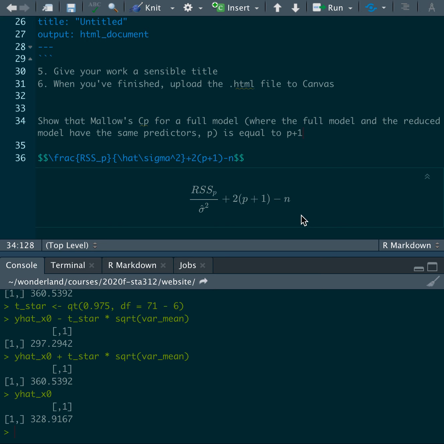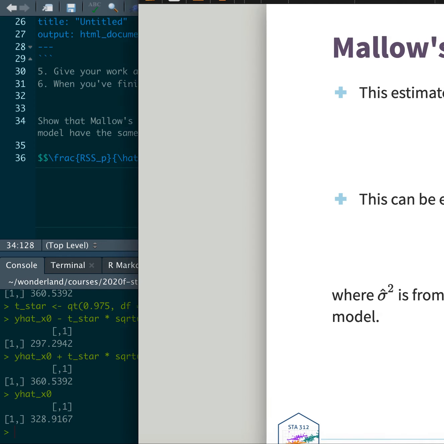Right, so now let's talk about how we can show that Mallow's CP for a full model, where the full model and reduced model have the same number of predictors P, is going to be equal to P. In the application exercise I had said P, and that was because I had parameterized that Mallow's CP. I'm going to show the slides here.